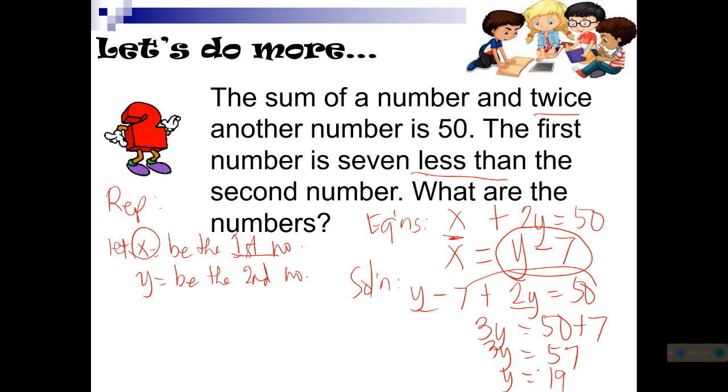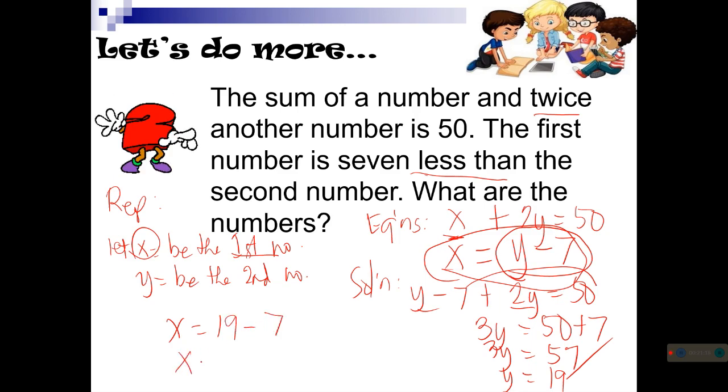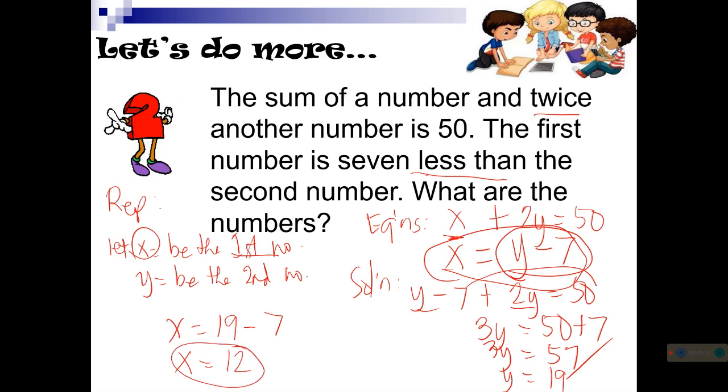Since we already have the value of y, which is 19, we are going to substitute this 19 in this variable y. So we have x equals 19 minus 7. So our x is, yes, 12. So the sum of a number will be 12, and twice another number is 50. Twice of 19 is 38, plus 12 is 50. So we have the correct answer in the first statement.